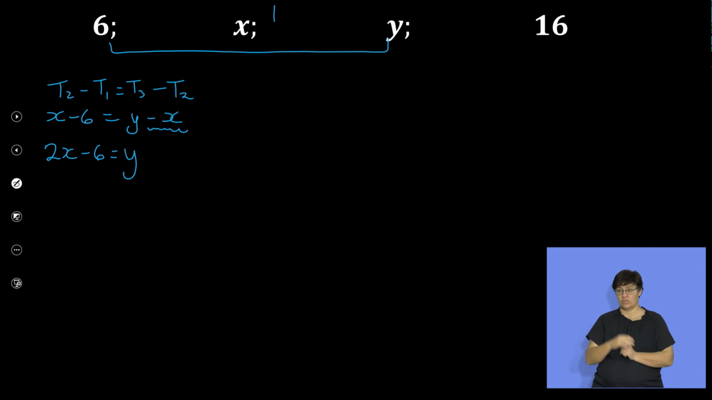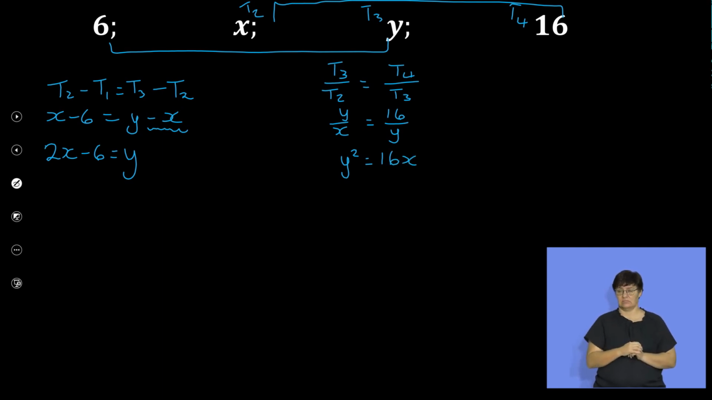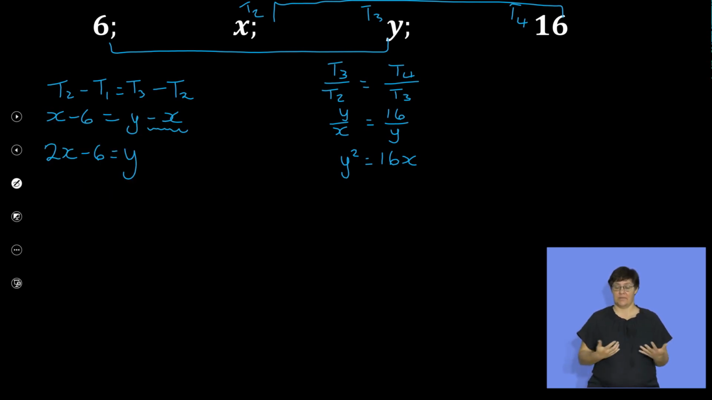Then using my knowledge about geometric sequences, I know that if this is term 2, term 3, and term 4, term 3 over term 2 will be equal to term 4 over term 3. So y over x will be equal to 16 over y. I'm going to do some cross multiplication so I can see that y squared will be equal to 16x. Great, guys. So now I'm going to take this y across. So I'm going to have 2x minus 6 squared is equal to 16x.